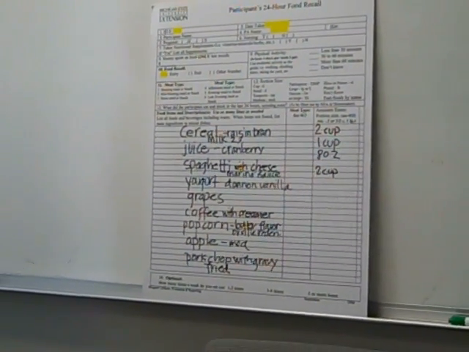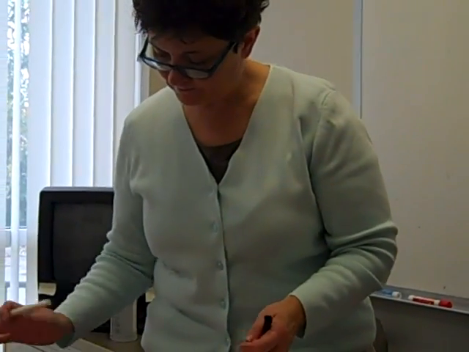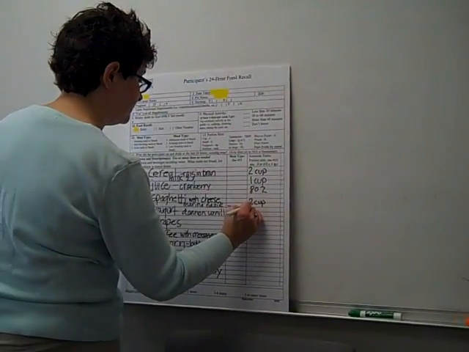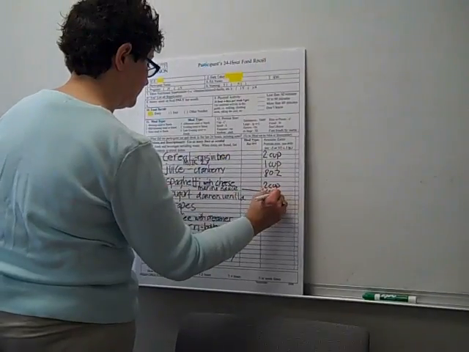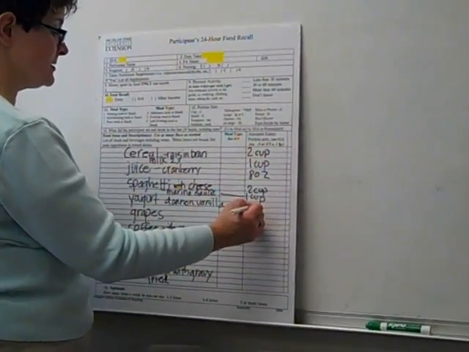How much sauce did I have on there? I don't know. I mean, it covered the top of it. Probably about a cup. That yogurt, that was 6 ounces.